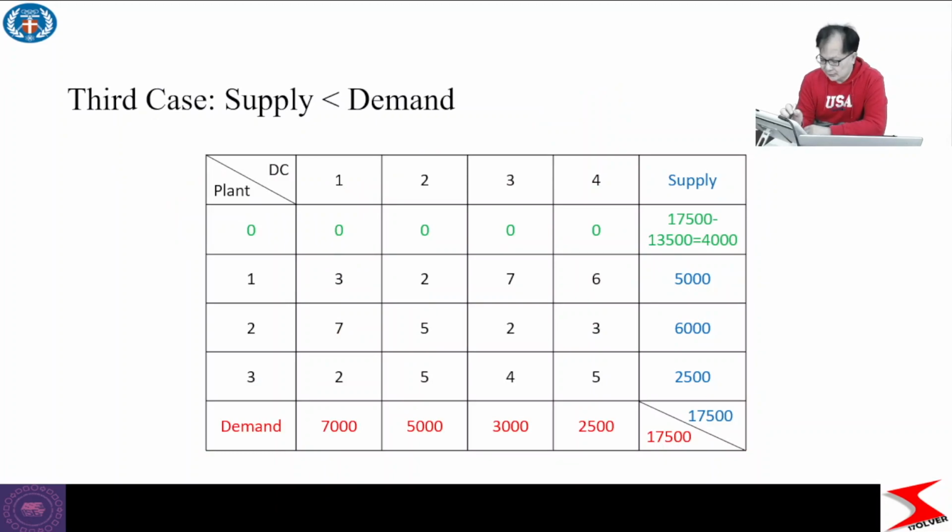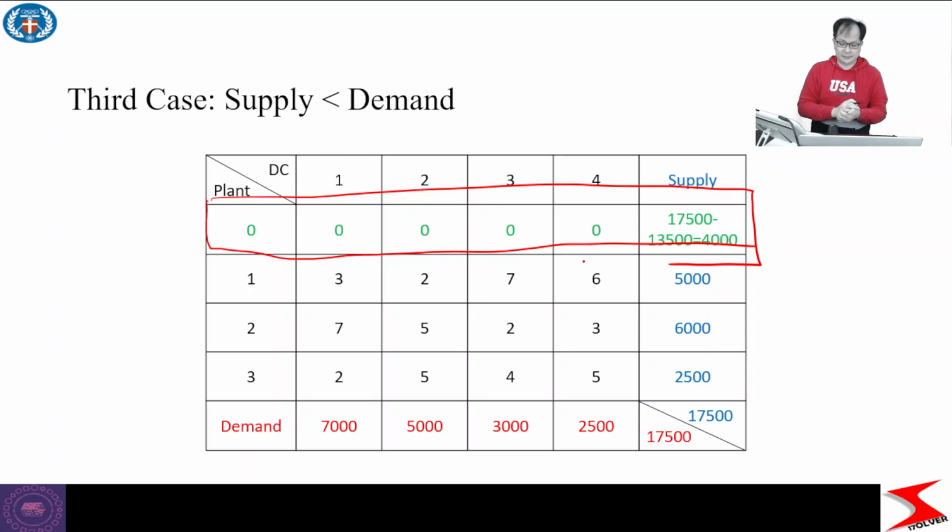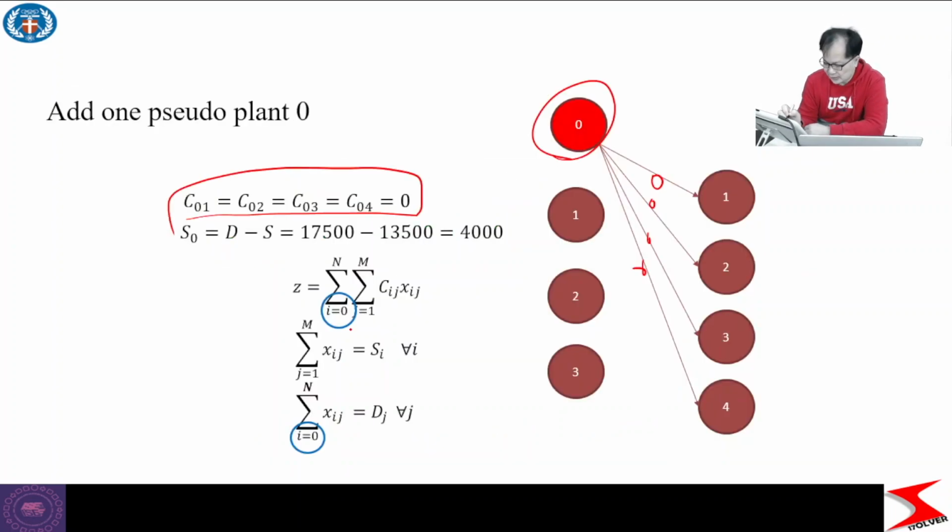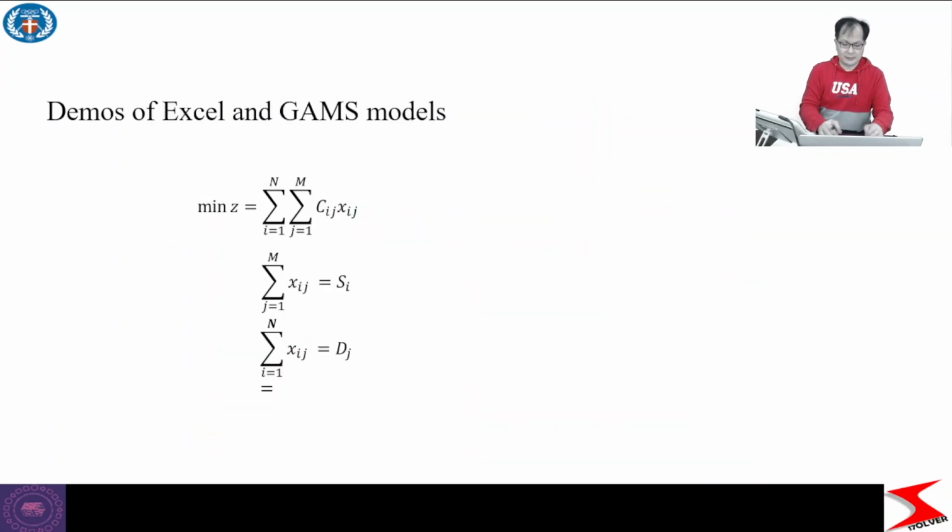So in the table we added one row for the plant. And in the mathematical model we changed the I start from 1 to 0, right? Here I was originally 1, then we change 1 to 0. So this is the mathematical model for the transportation problem. Now I'll take you step by step to build the transportation model in GAMS and Excel to solve this problem.